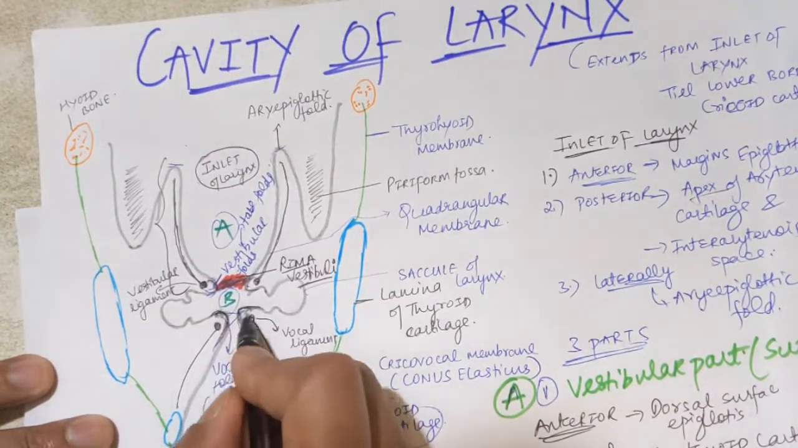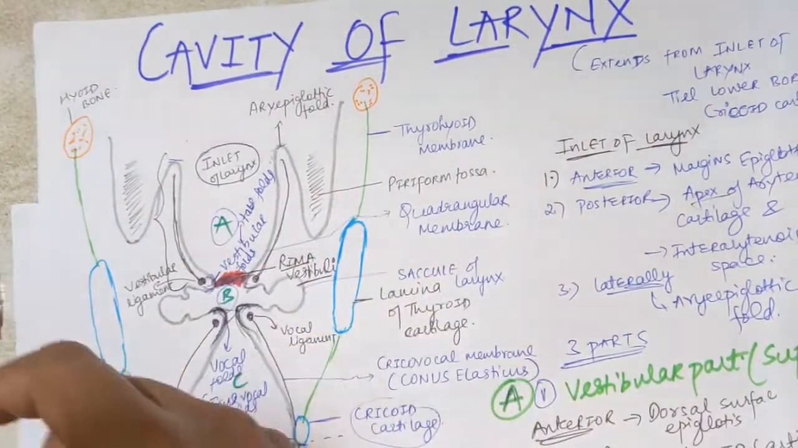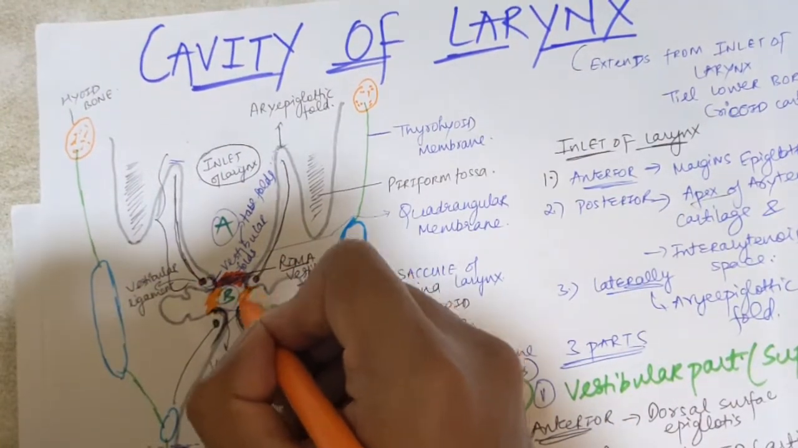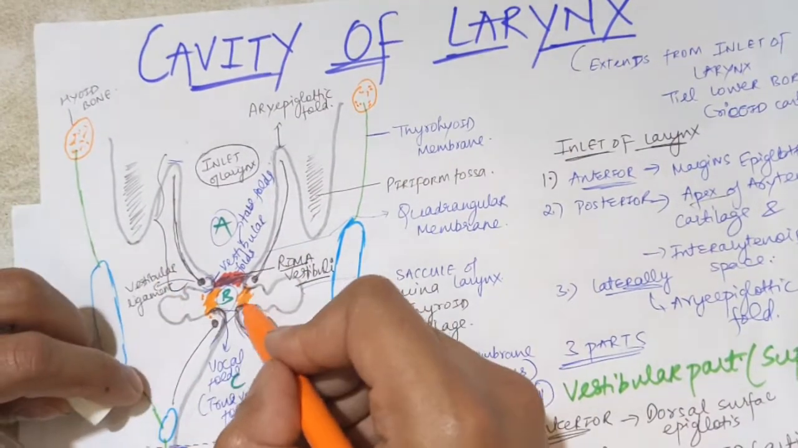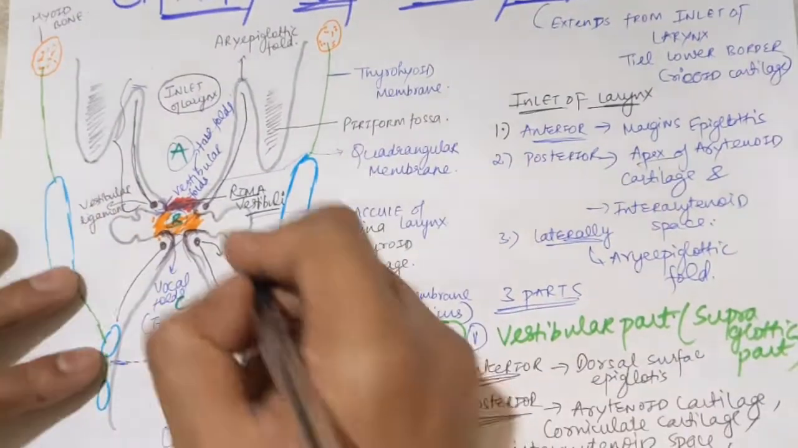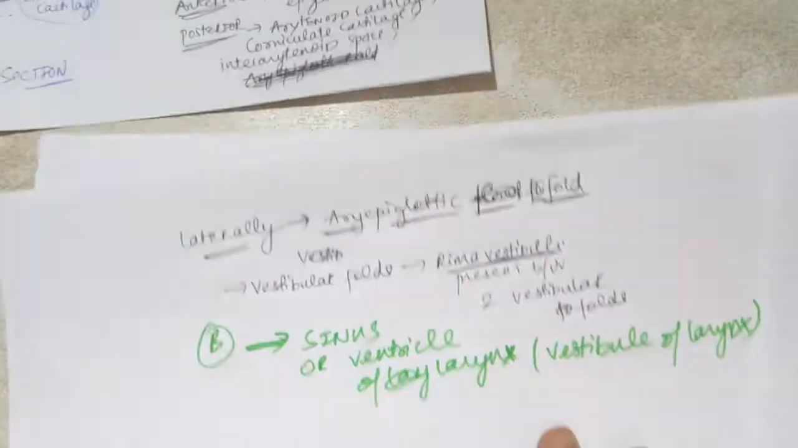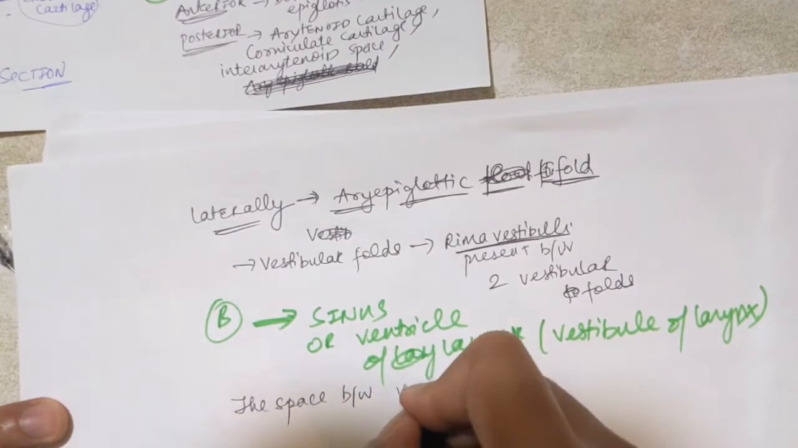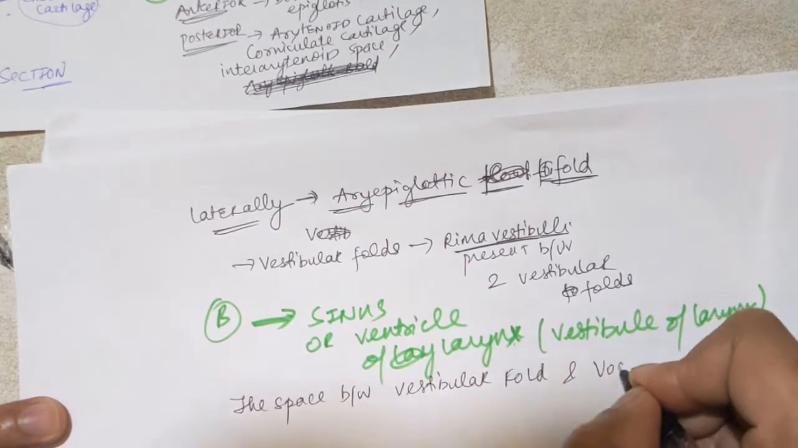Between them there is a space, which I will mark with orange. This space is between the vestibular fold and the vocal fold on both sides. This space is called the ventricle of larynx. So this is your ventricle. This much is clear. The space between the vestibular fold and vocal fold.